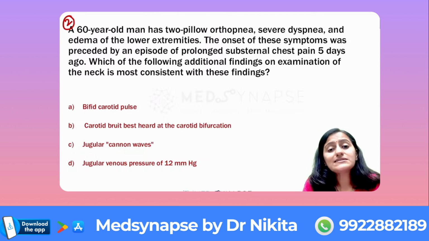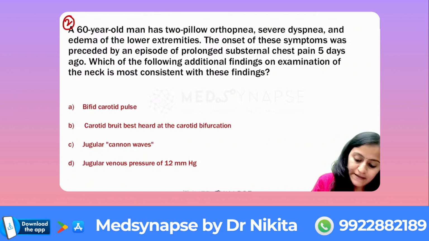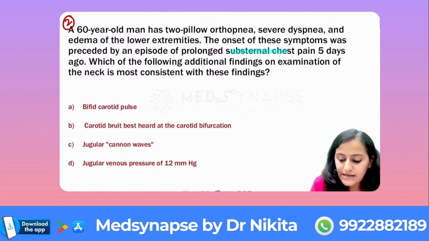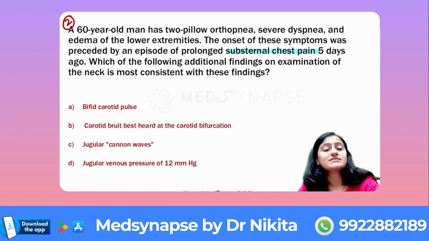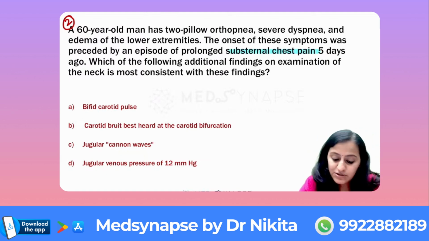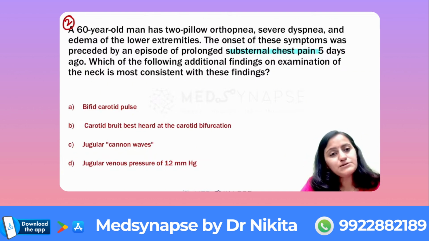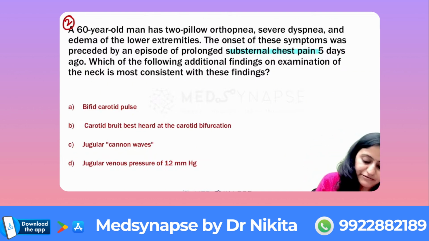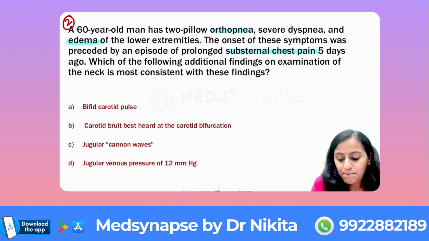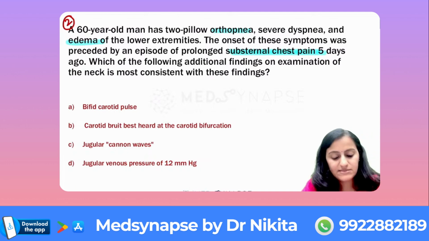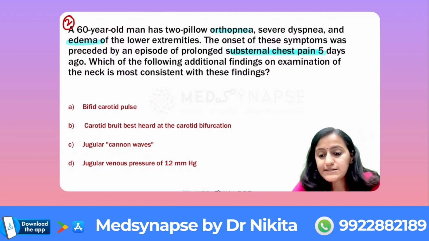The last line is not telling me anything. So in that case, I will read the second last line. The onset of symptoms was preceded by an episode of prolonged substernal chest pain. When substernal chest pain is given, you start thinking of angina, right? Now, if I'm still not able to solve it, then I will go and read the question from the first: orthopnea, dyspnea, edema, plus this was preceded by angina. So what is this question basically?